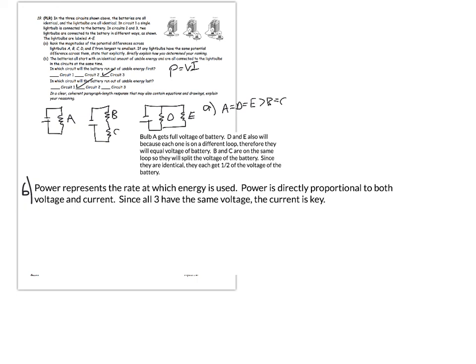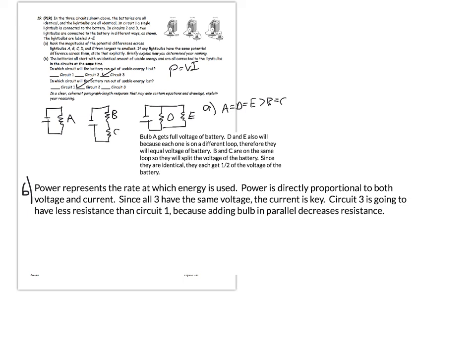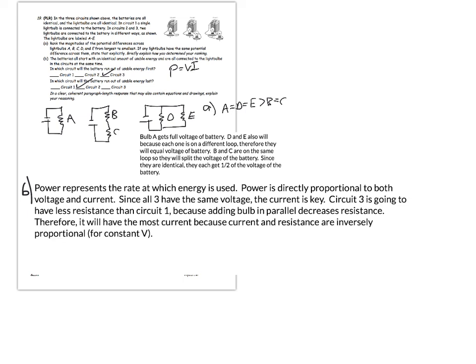In terms of an explanation here, I'd start by saying that power represents the rate at which energy is used. And power is going to be directly proportional to both voltage and current. However, in this case, all three batteries have the same voltage, which means that what really matters is the current. So, in terms of current, we're going to think for a second about resistance. Circuit 3 is going to have less resistance than circuit 1 because adding a bulb in parallel decreases the resistance of the circuit, and therefore the current will be the most in that case because current and resistance are inversely proportional for a constant voltage.